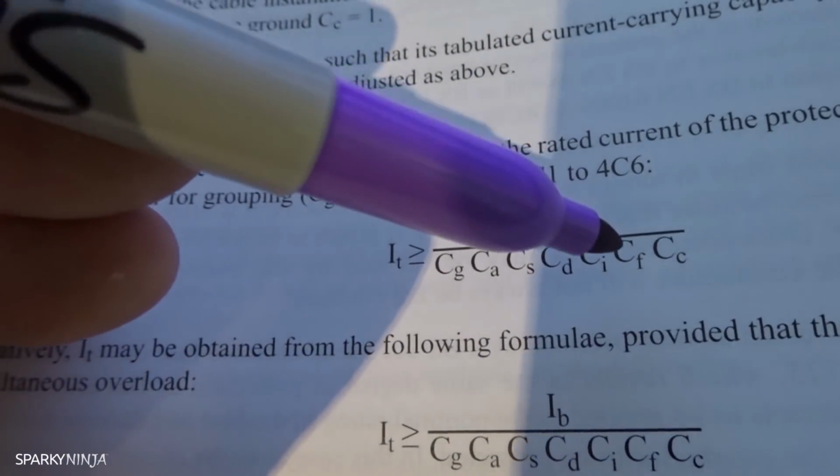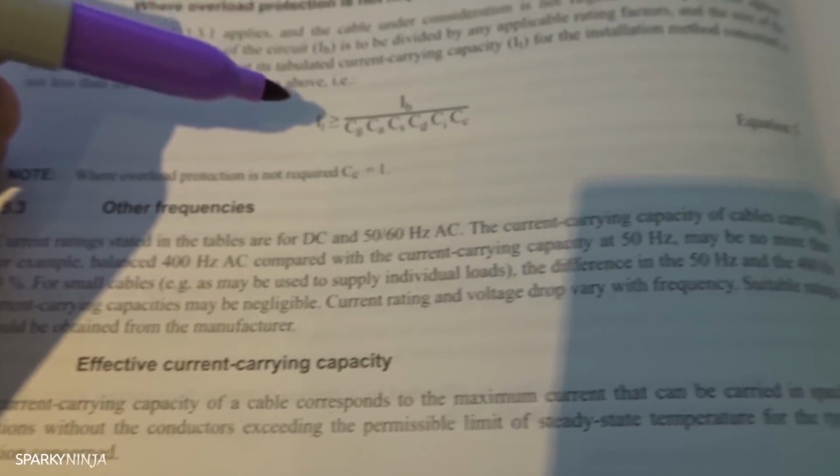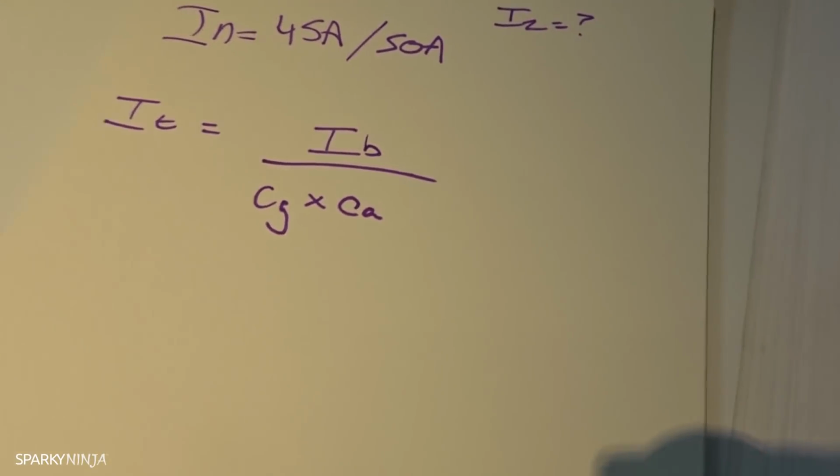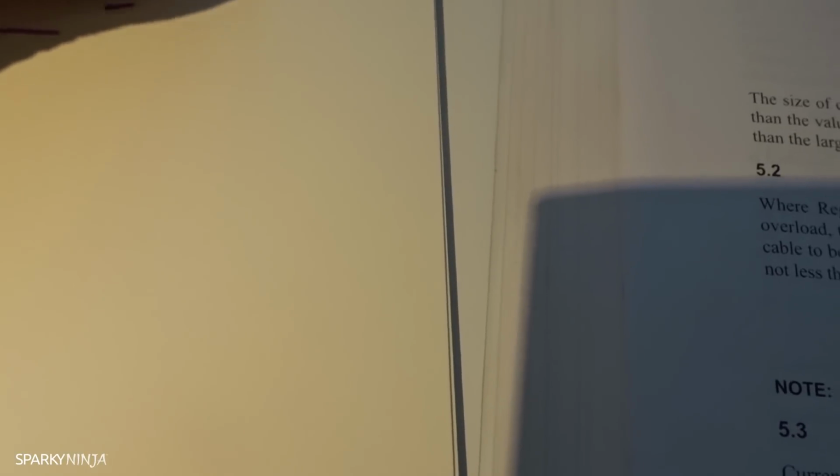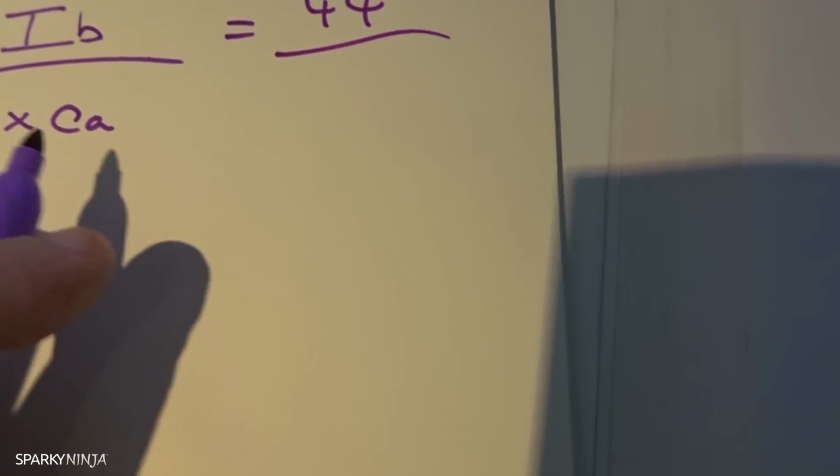And because overload protection is not required, you'll notice that the CF factor is also missing, because we don't need it if overload protection is not needed. So actually this is all our formula looks like. So let's rewrite that. It equals IB, which is 44, over CG CA.